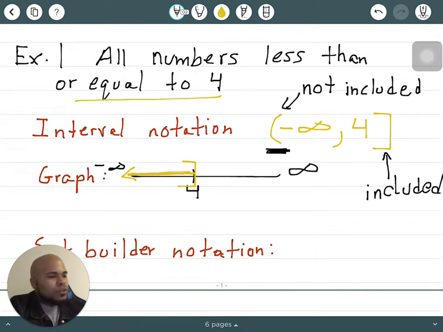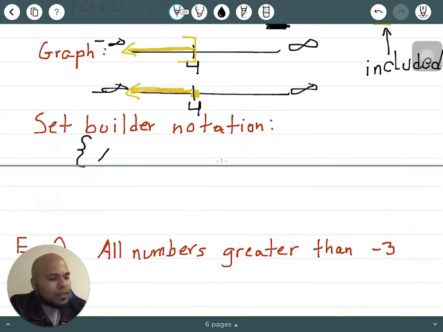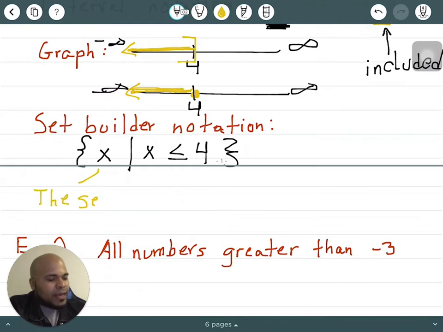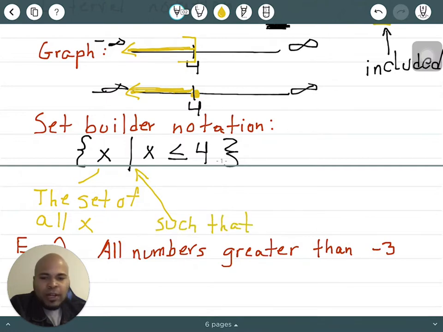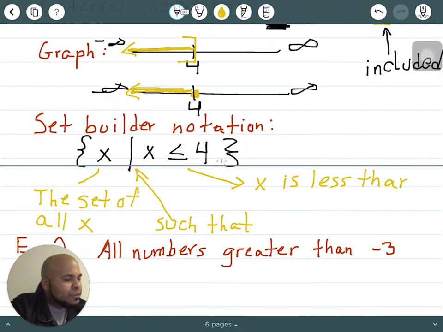Set builder notation looks a little bit different, but you need to be familiar with it. Set builder notation looks like this. You're going to talk about x, the set of all x, such that x is less than or equal to 4, because that's what our problem says. And then we close our braces. So exactly what this means is the set of all x's. This line here means "such that," and then we write the actual meaning of our expression: such that x is less than, and because we have the line under it, or equal to 4.